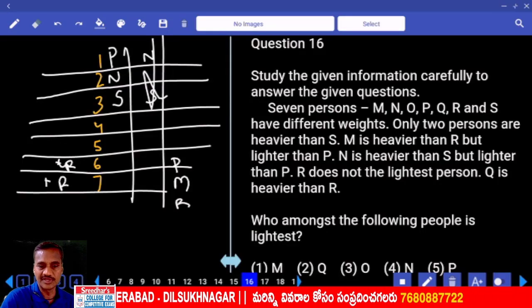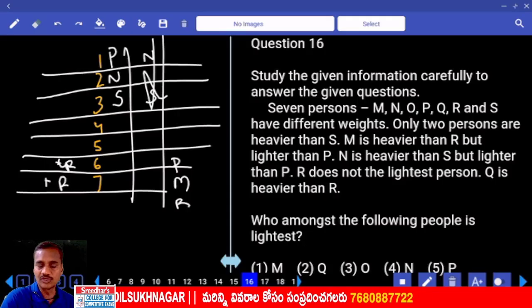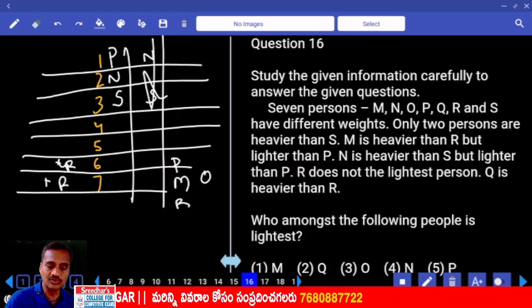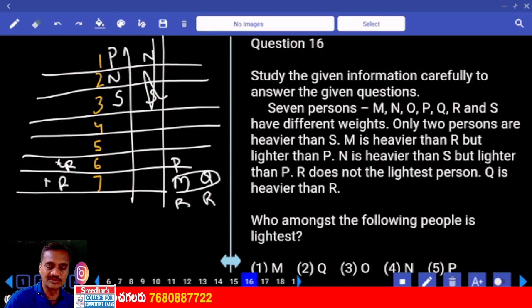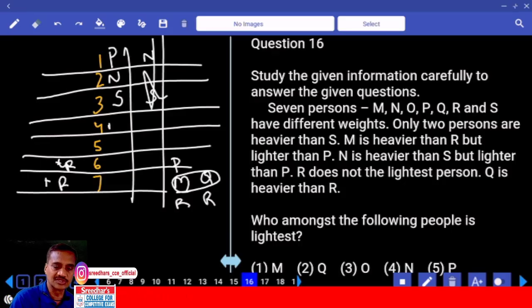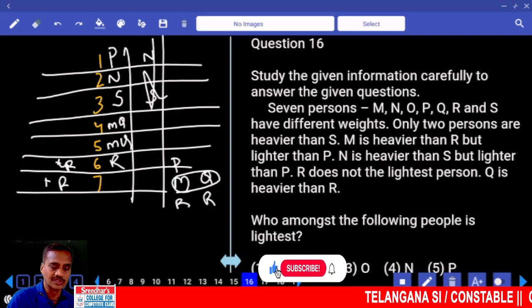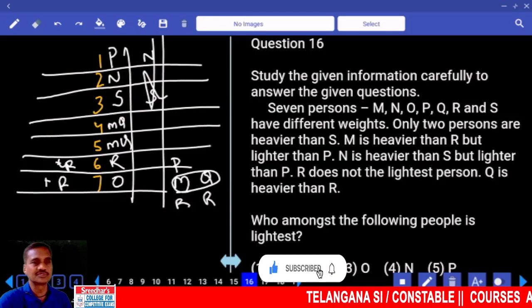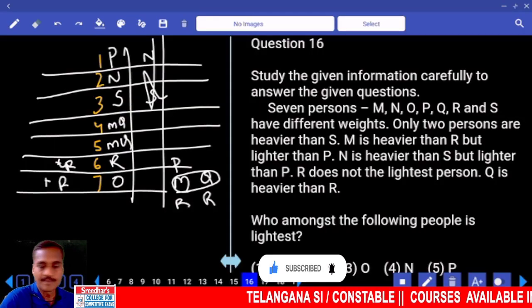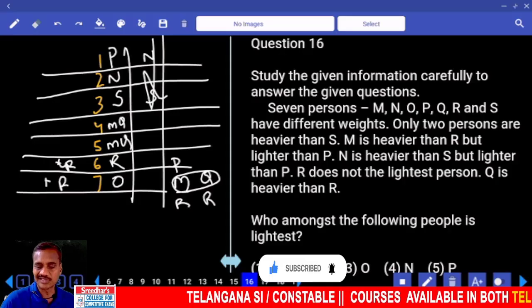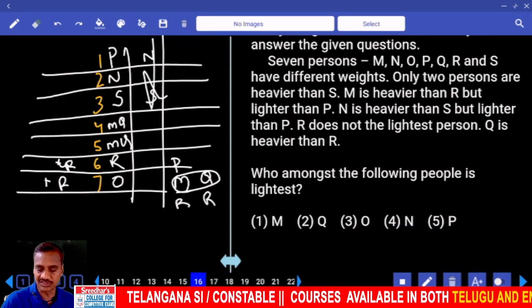Then, if R is not at the 7th place, and Q is heavier than R. Now Q is again heavier than R, then P is here, Q is heavier than R, the relation between M and Q is not given, isn't it? Then S is here, MRQ, R cannot be the last, R is here. If R is here, who is the person after? O is the person. Then who among the following is the lightest here? O. O, choice 3, 16.